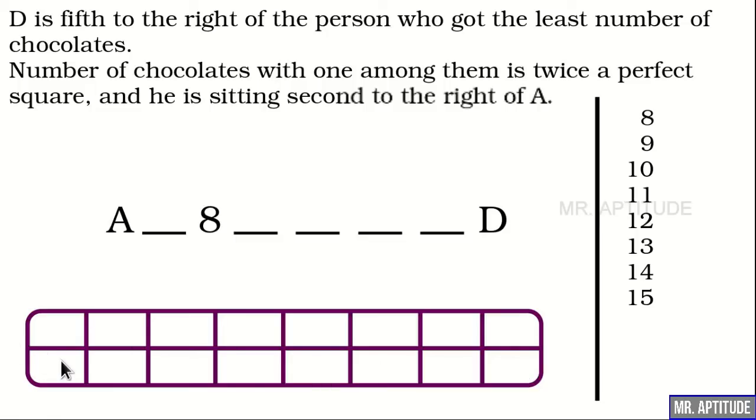In this table, let me write their names here and let me write number of chocolates with them in this row. Now, as there are 8 members and if you observe this 1, 2, 3, 4, 5, 6, 7 and 8. So I can definitely say that the first person should be A, and then he is the person who has got 8 chocolates, and the last person should be D.